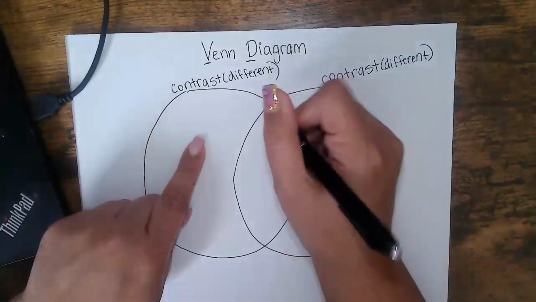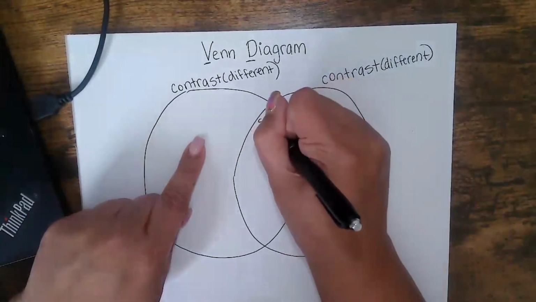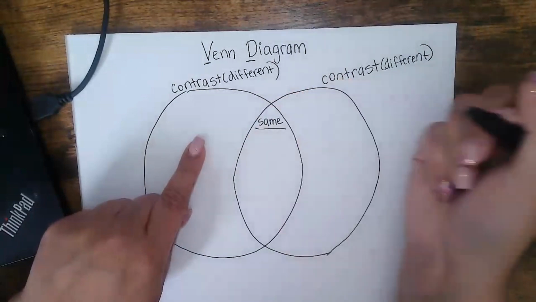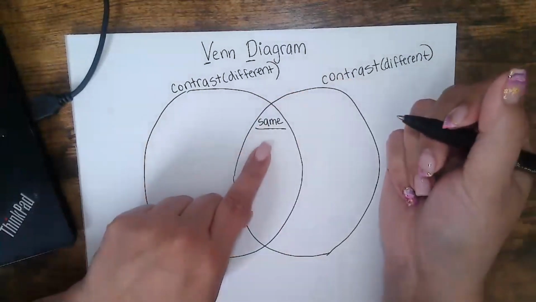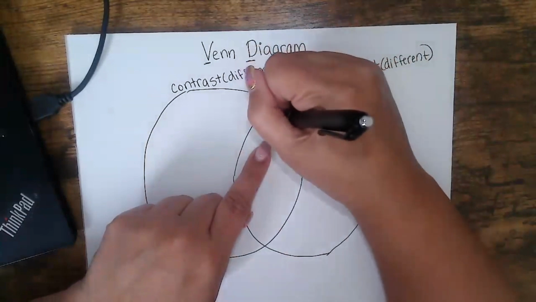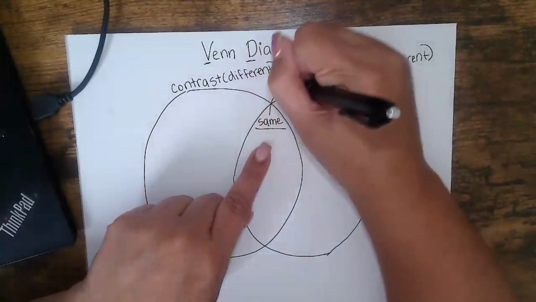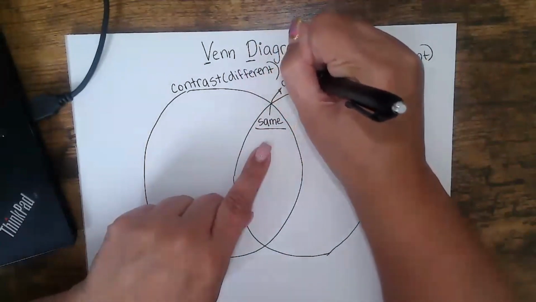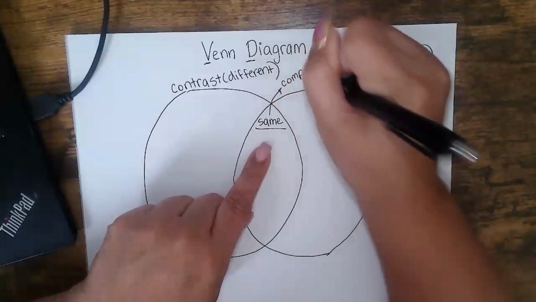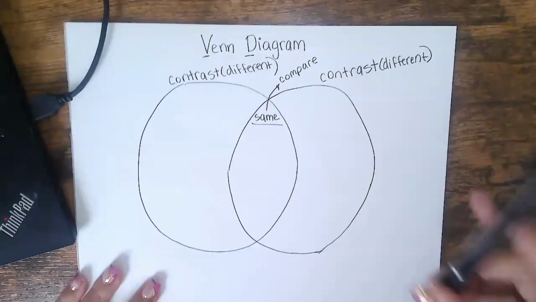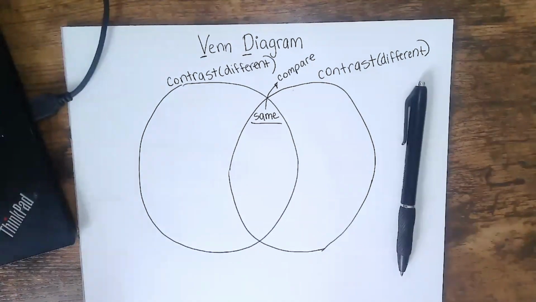And then in the middle, we're going to compare. Compare means see how they are the same. I'm going to make my little arrow here and write COMPARE. We're going to pause, and you're going to make this.